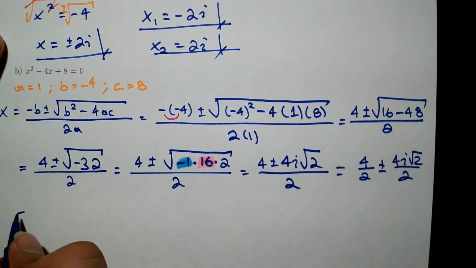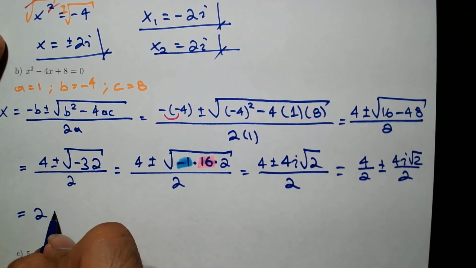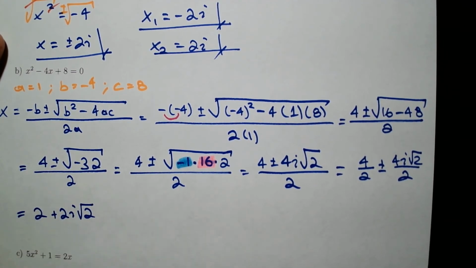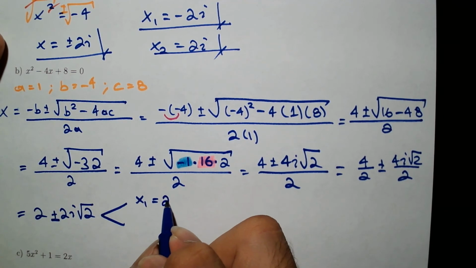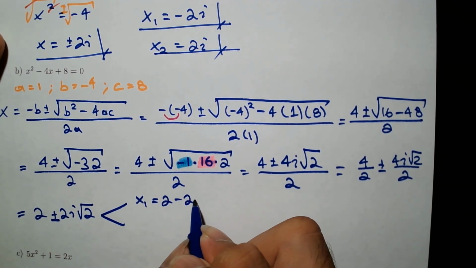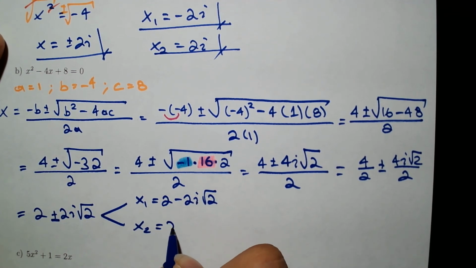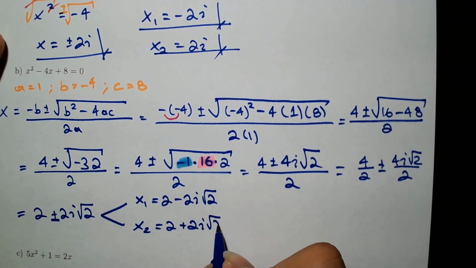4 divided by 2, that's going to give us 2. 4 divided by 2, 2i square root of 2. Which is plus or minus, rather, which means x1 equals 2 minus 2i root of 2. x2 equals 2 plus 2i root of 2.